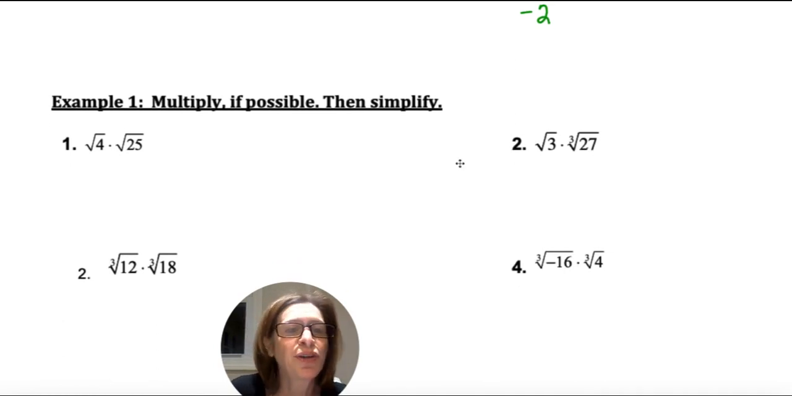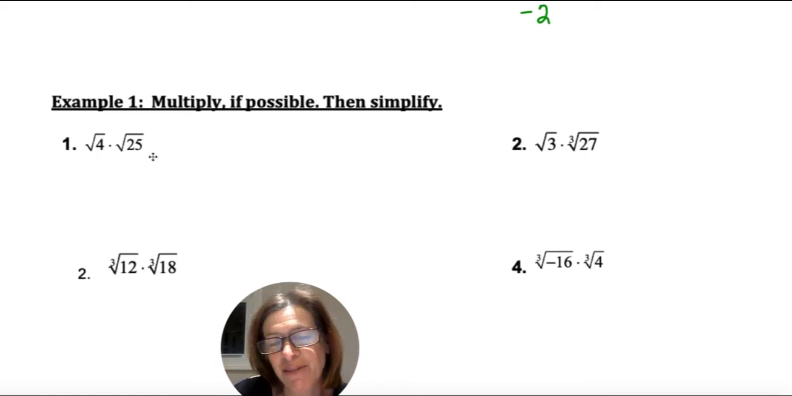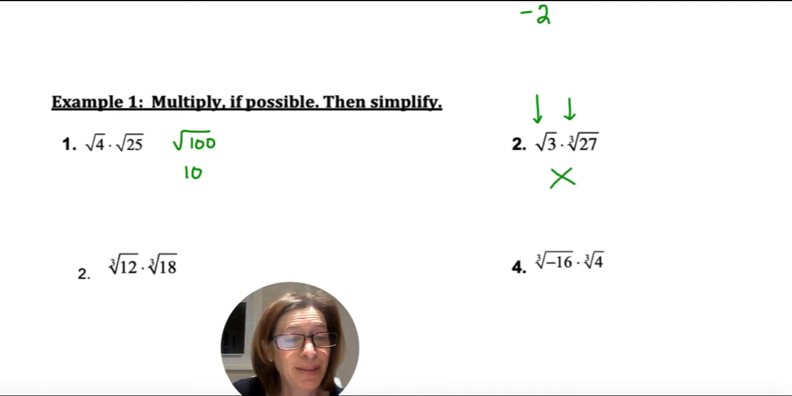All right, so here's one you're comfortable with, square roots. So I have the square root of 4 times the square root of 25, so I have two ways I could handle that. I could evaluate it first and simplify, or I could multiply then simplify. I'm looking at it and I see that it's the square root of 100, so my answer would be 10. All right, looking at number 2, you can see that they don't have the same index, so you can't multiply, okay?